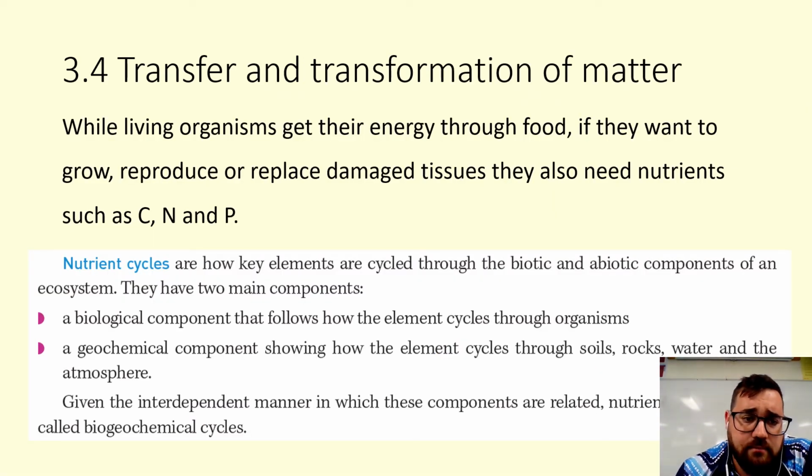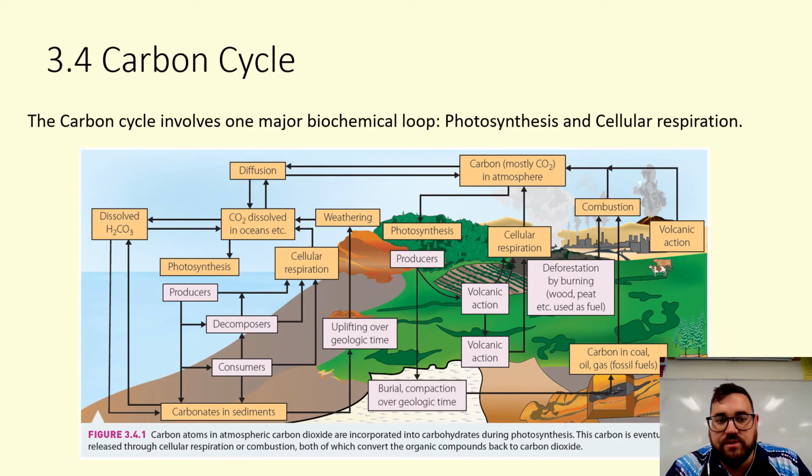In terms of nutrient cycling, we're not just talking about the passing on of energy in our trophic relationships, in our food webs and food chains. We have nutrient cycling as well. Now, we'll stress that the level of detail of this content that will pop up on the exam will generally be pretty minimal. It'll be along the lines of, where does it come from? Where does it go? If we have a look here, the carbon cycle involves one major biochemical loop, which is the one we're worried about.